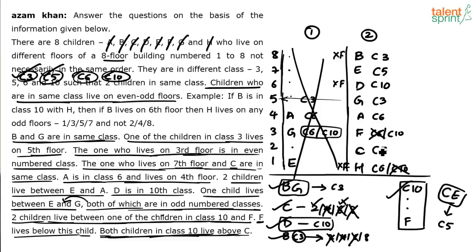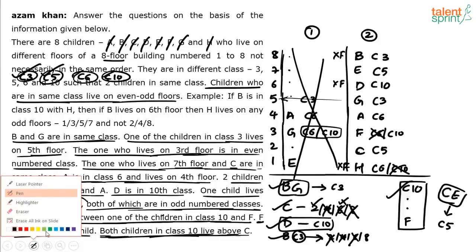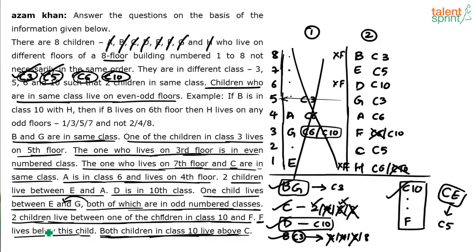So 2 class 6, 2 class 10, 2 class 5, 2 class 3. Done. That's the final arrangement. So here's the final answer. Only in 2 possibilities we have been able to complete this without going to 3rd or 4th possibility. So from the bottom, the arrangement is as follows: H, C, F, A, G, D, E, B. The classes are 6, 5, 10, 6, 3, 10, 5, 3.